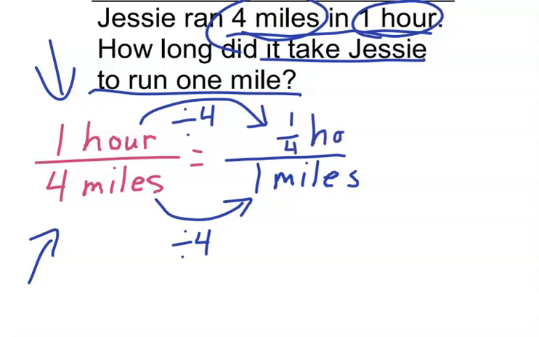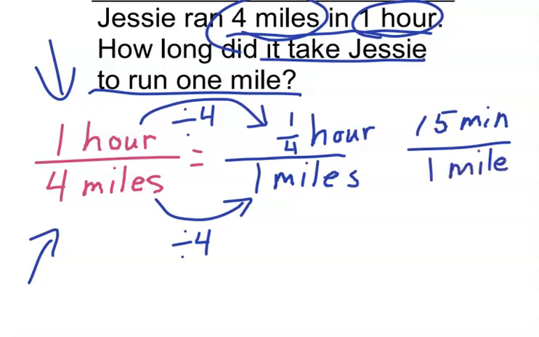Okay, and then we know that there are 60 minutes in an hour. And so an hour is divided into 4 sections of 15 minutes. So we can just say 15 minutes for 1 mile, right? So 1 mile will take 15 minutes. All right, there we go. So it's either 1 mile is a quarter of an hour or 1 mile is 15 minutes, and either one of those would be good answers.